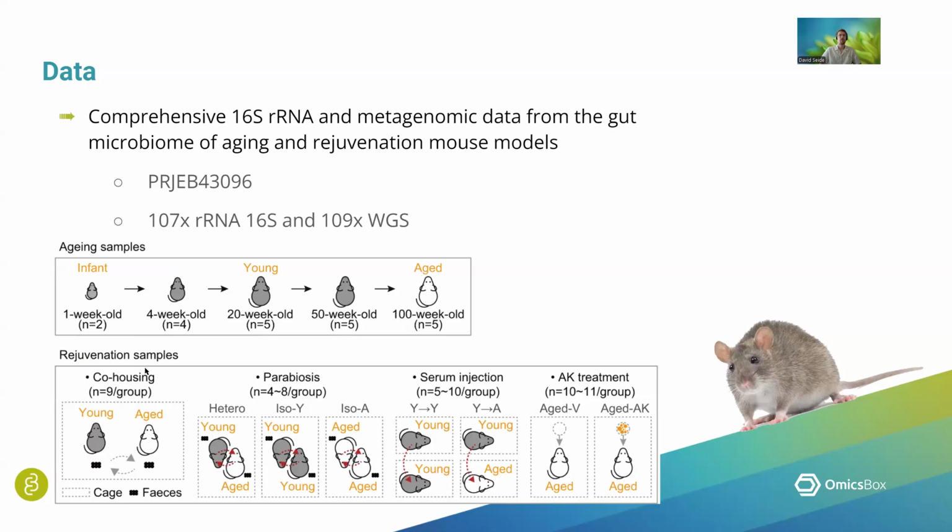The rejuvenation samples are the samples that have been treated somehow with typical rejuvenation techniques. So there is co-housing, where they put young and aged mice into the same cage. We have a parabiosis group with mixed young-aged, young-young, aged-aged. And we have a serum injection group where they transferred from young to young and from young to aged. And we have an AK treatment group where they orally fed Akkermansia bacteria to aged mice, or just the prebiotics for that bacteria.